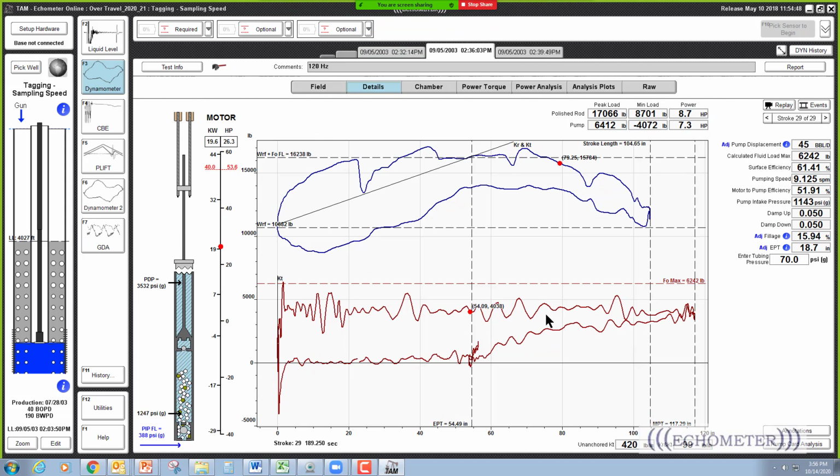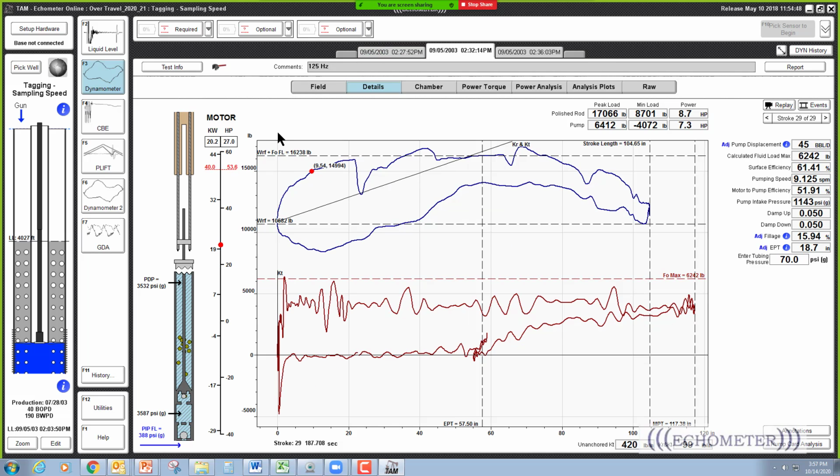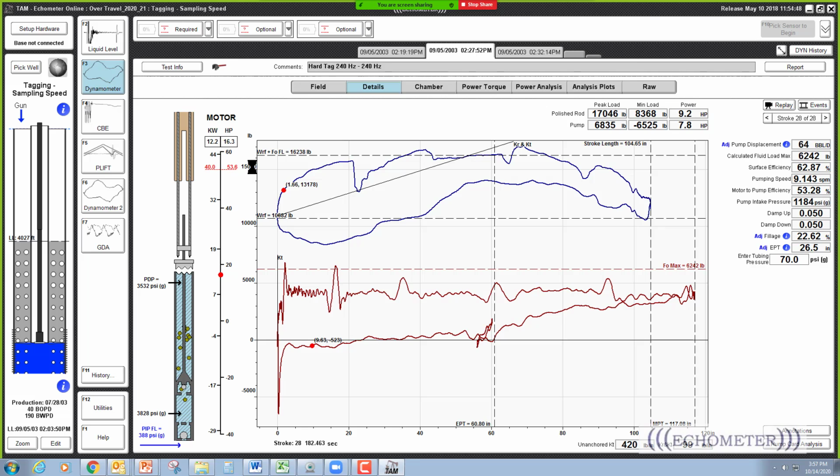Now see, it's starting to improve, but we can't see that, and we can't see that, and we can't see that, because we're still not sampling fast enough. So we go from 120 to 125. Still you can hardly see it. We go to 240. And now look, you see the tag. You can see the repeat.